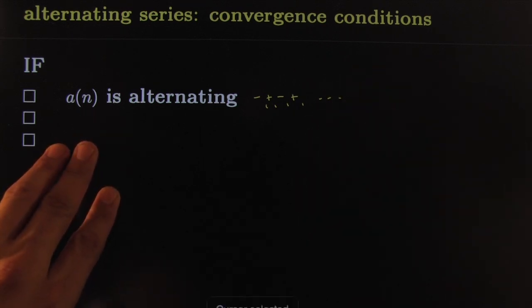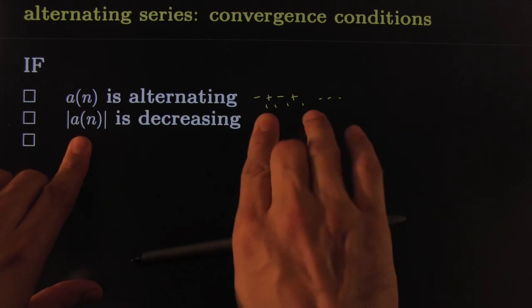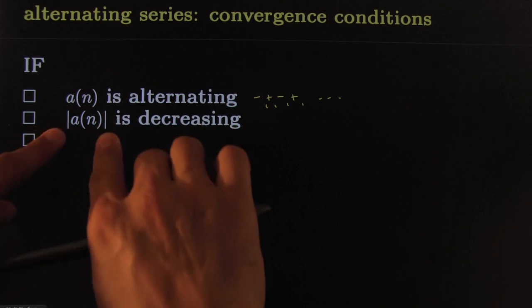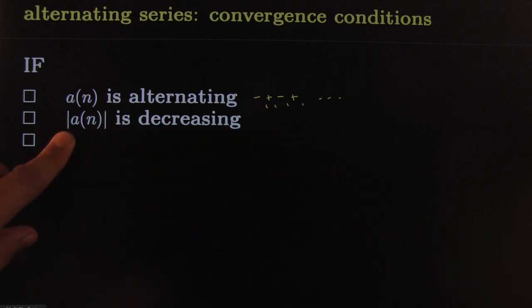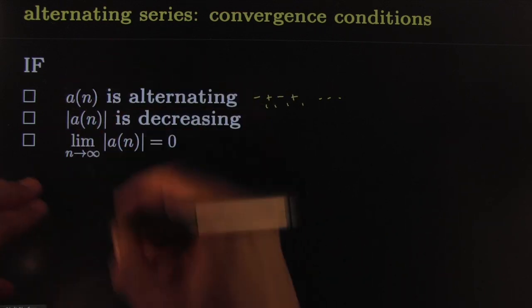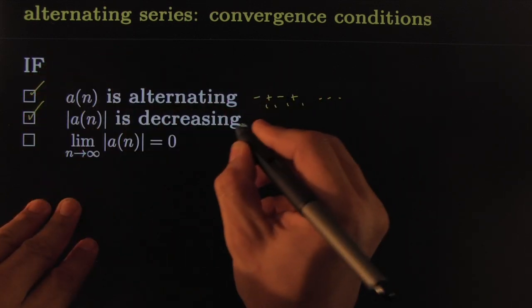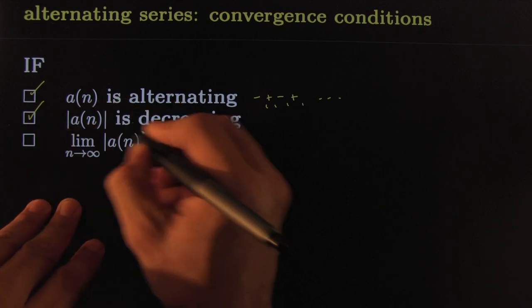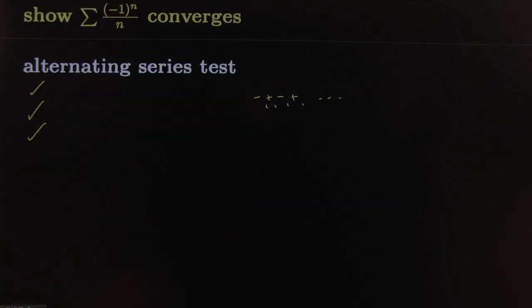In addition to that, suppose that if you just ignore the signs for a second, if you just focus on the absolute value, the magnitude of each of these numbers, that should be decreasing and ultimately going to 0. So if you check these three conditions, the signs are changing, the sequence is decreasing, and it's going to 0, you're done. You can conclude safely that the series converges.